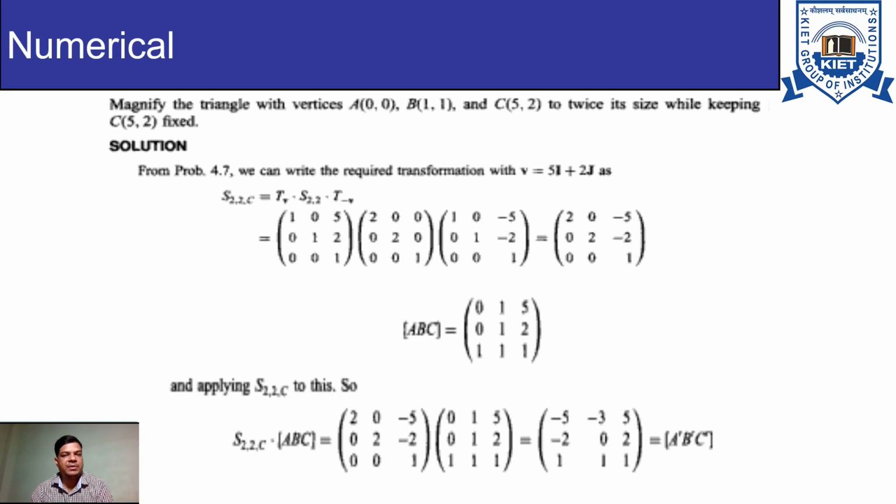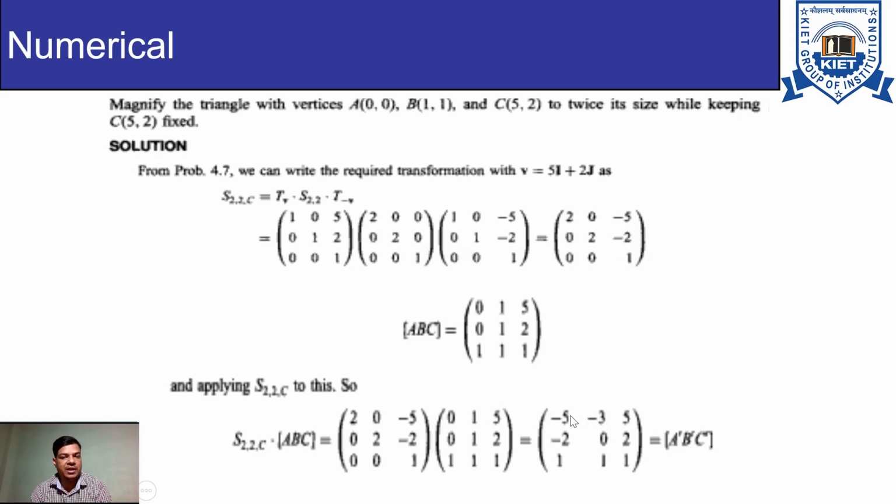Then in the second matrix we perform the scaling about the origin, because the fixed point is now at the origin. And finally we shift the fixed point back to its original location. In this case we are not calling it a pivot point, we are calling it a fixed point. So the first operation is translating the fixed point to the origin, second is performing scaling about the origin, and third is moving the fixed point back to its original position. This is the final matrix that we get, and we multiply this matrix with the object matrix. So here we get the answer.